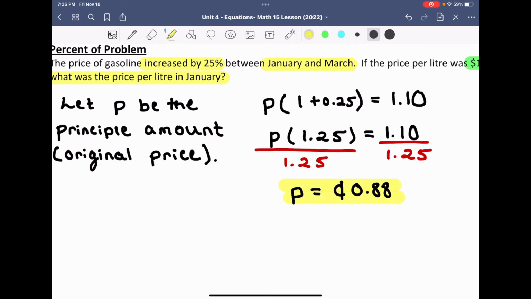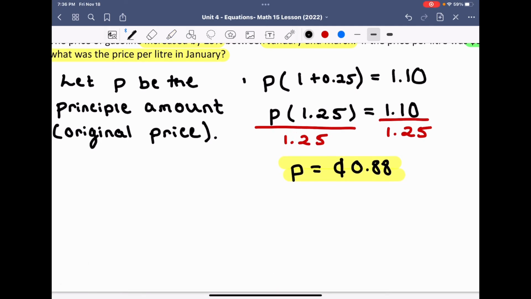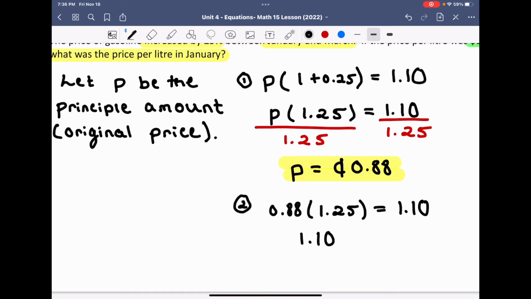Now, what we could do is plug this back in and verify it. Step 1 is to solve the equation for the variable, and then we plug it back in. We would get 0.88 times 1.25 should be equal to 1.10. If I multiply this, I would definitely see that I get $1.10, therefore showing that the left side is equal to the right-hand side.